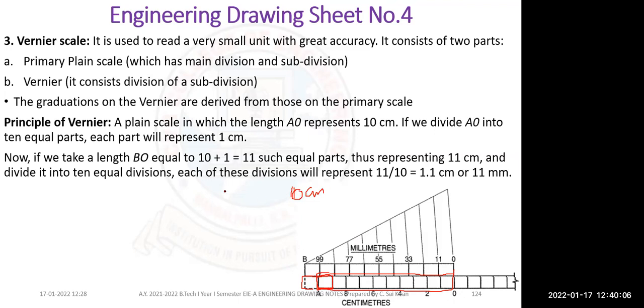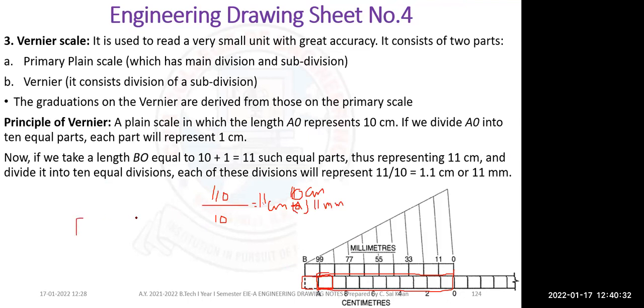Then this 11 centimeter I have to divide into 10 equal parts. Each part will become 1.1 centimeter, or 11 mm. 1.1 centimeter is equal to 11 mm. Okay.